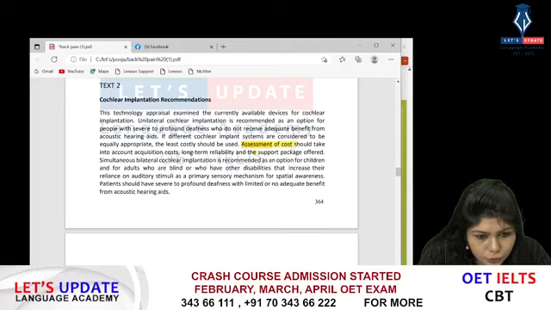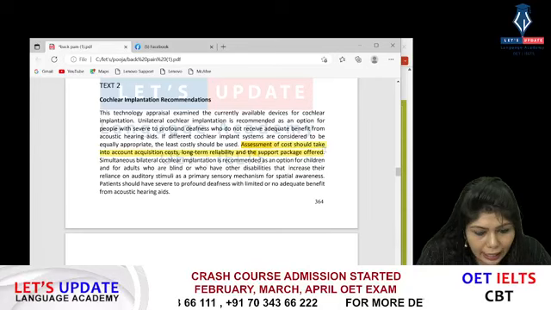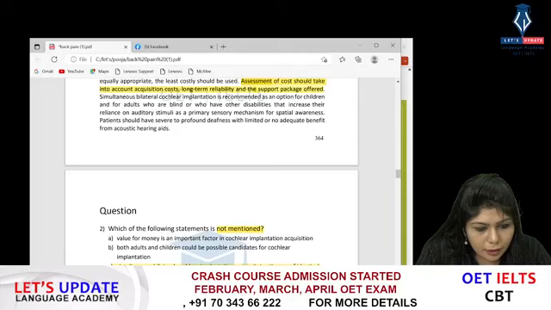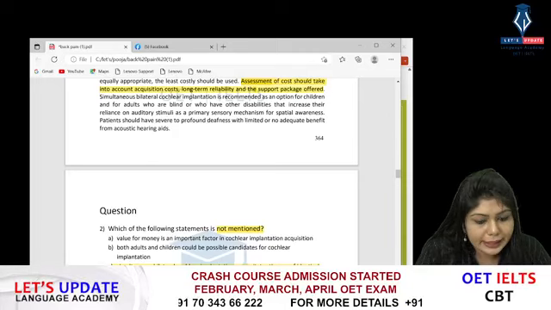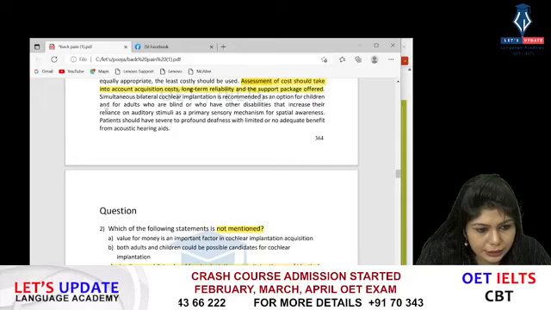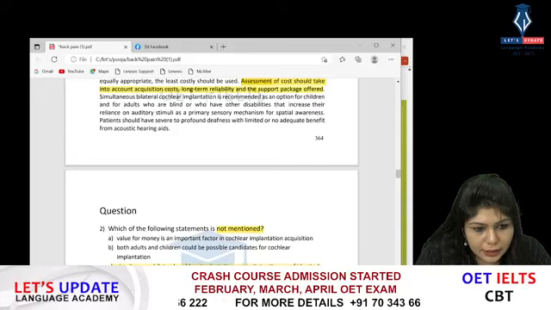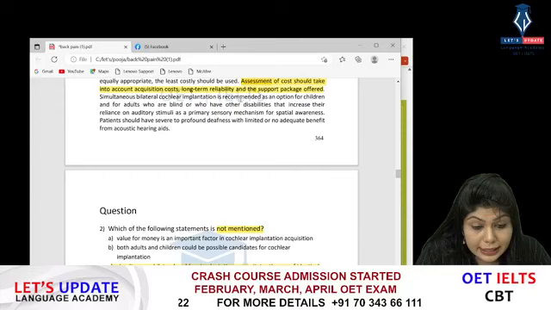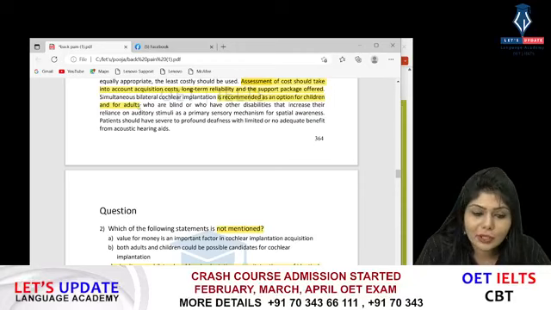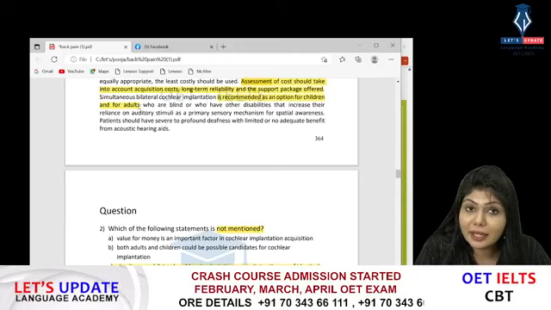Regarding option B, which is both adults and children could be possible candidates, that is also mentioned here. I'll highlight that information. So this is recommended as an option for children and adults. Yes, that is also mentioned. So A and B are both mentioned. So we are left with C.